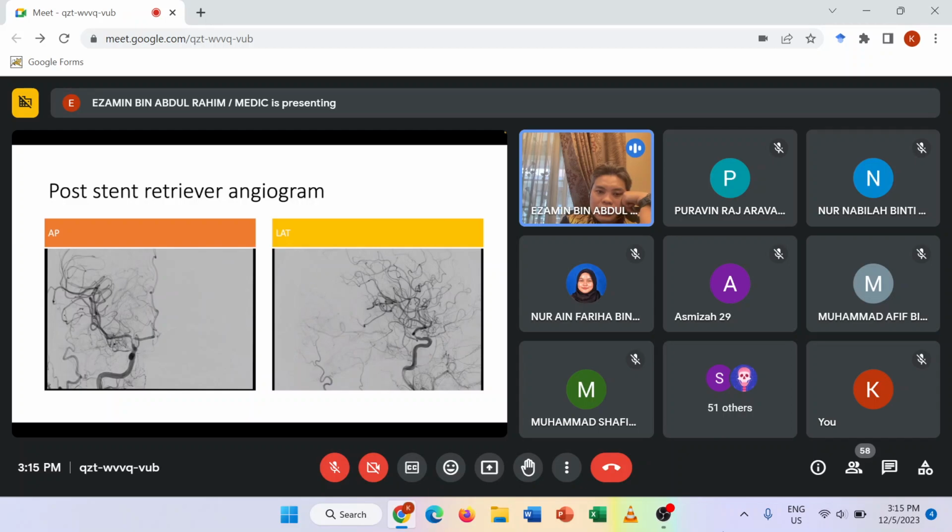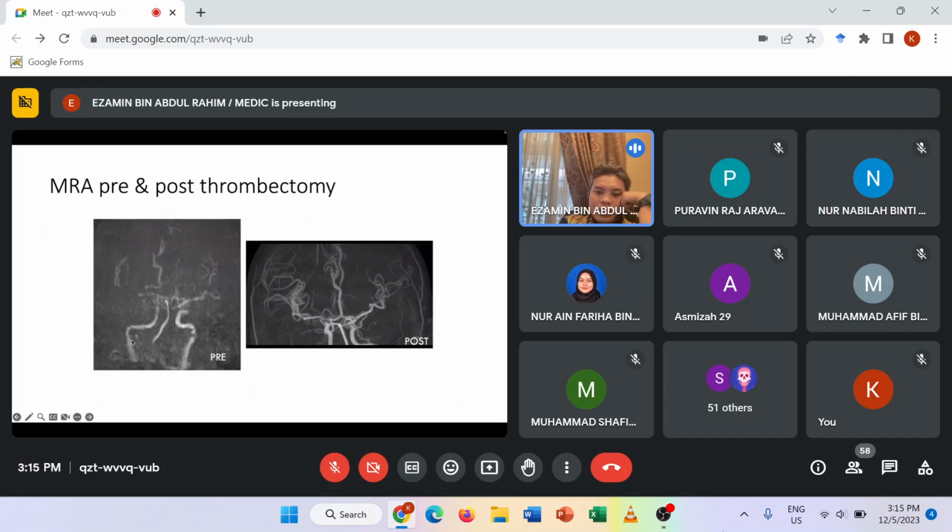So this is the post angiogram, but you can see some occlusion overnight in that area. Normally we do the MRI on day 5 after thrombectomy. I mean, this is our protocol here. Other places may differ.